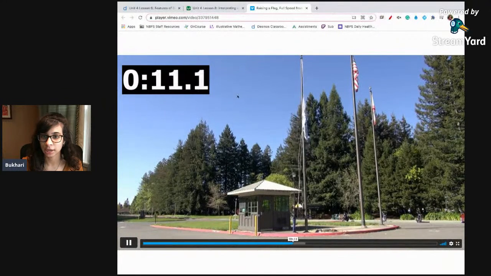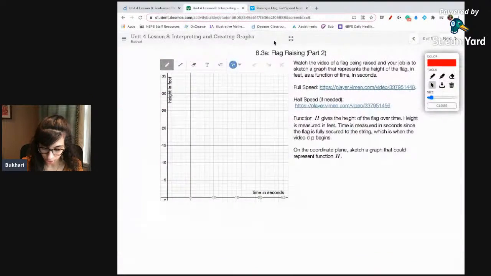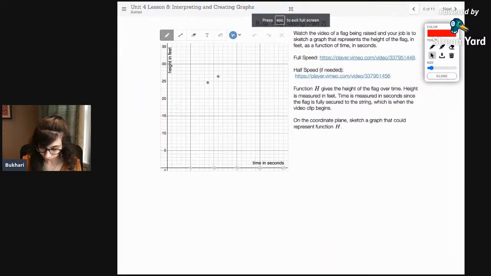You are going to have a time stamp here to help you sketch your graph for the situation, right? We have our time in seconds, we have our height in feet, and remember, this is just a sketch.